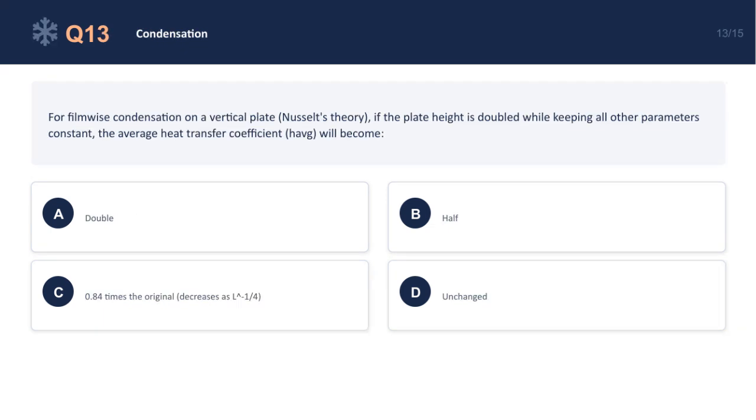According to Nusselt's theory of laminar film condensation on a vertical plate, the average heat transfer coefficient is inversely proportional to the plate height raised to the 1/4 power. So, when we double the height of the plate, keeping all other factors constant, the average heat transfer coefficient decreases to about 0.84 times its original value. This happens because as the condensate film thickens along the plate, it adds thermal resistance, which reduces the heat transfer rate per unit area. However, it's important to note that the total heat transfer actually increases since the surface area is larger, even though the heat transfer coefficient per unit area drops.